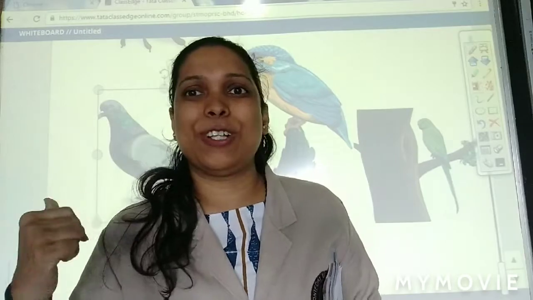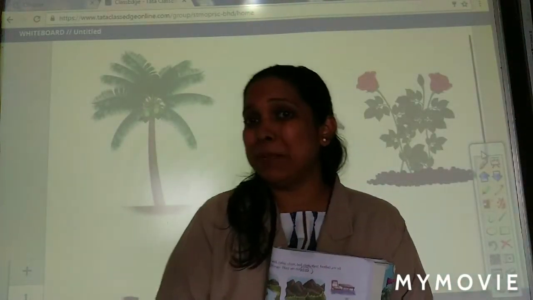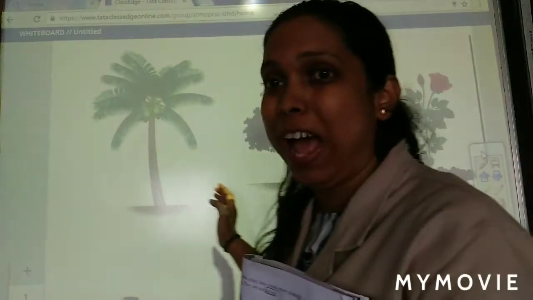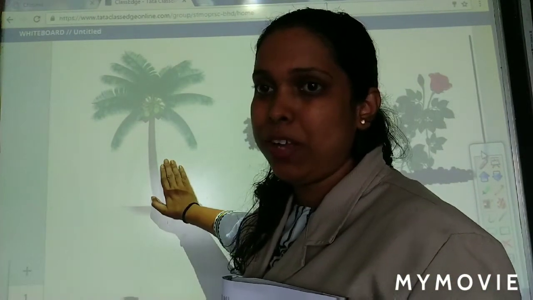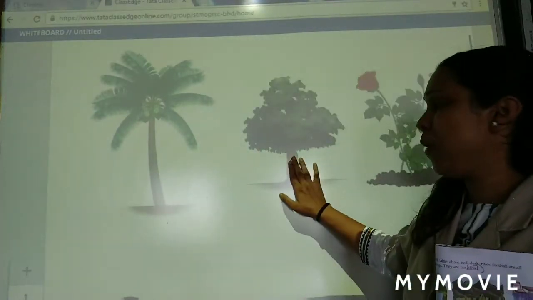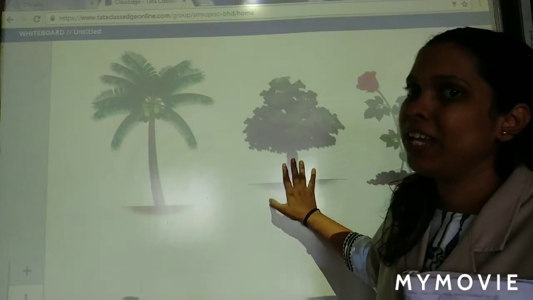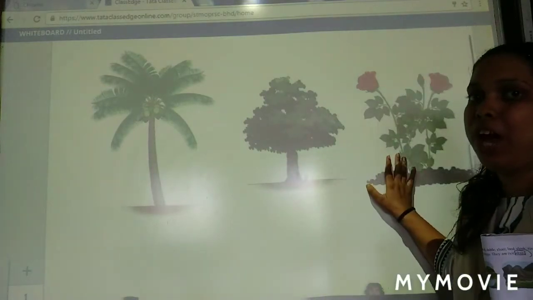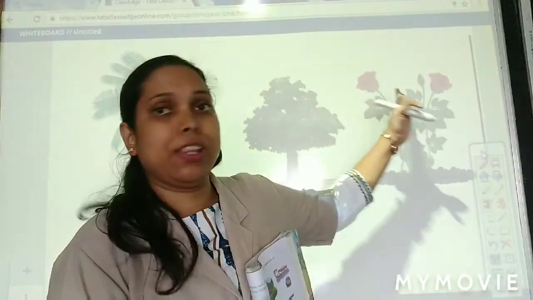Now let's see further. Yes, children, now I have some other pictures in my background. I have pictures of some plants or trees. So which is the first one? The first one is a coconut tree. Yes, you have guessed it correct. Next one is a mango tree or an apple tree, you can see. And third one is a rose plant.